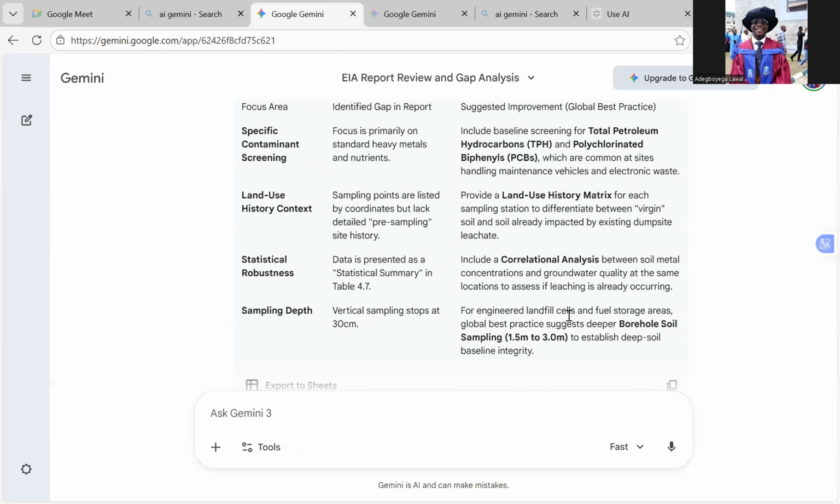So for engineering landfill cells and fuel storage areas, global best practice suggests deeper borehole soil sampling, 1 meter, 1.5 to 3 meter, I think, to establish deep soil baseline integrity. Because most of them stop at 15 to 30 cm. Wow, this is huge. It must be borehole soil sampling. Okay.